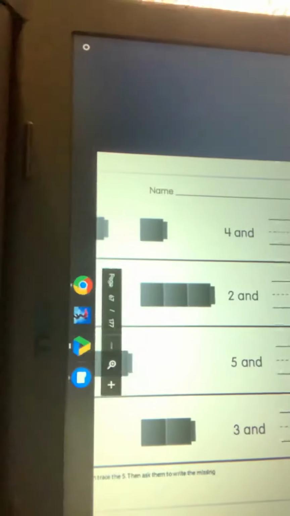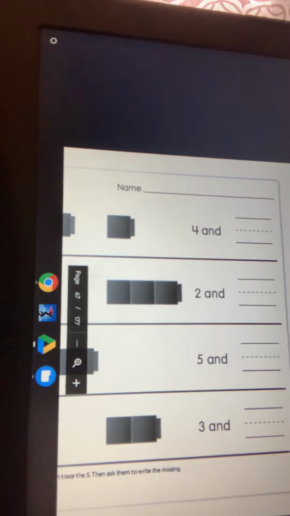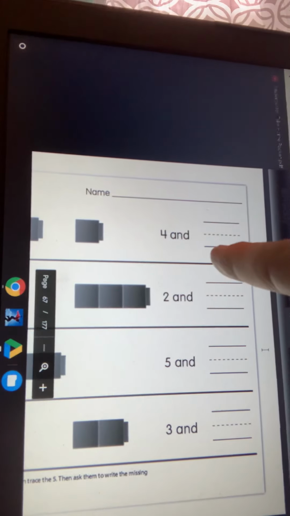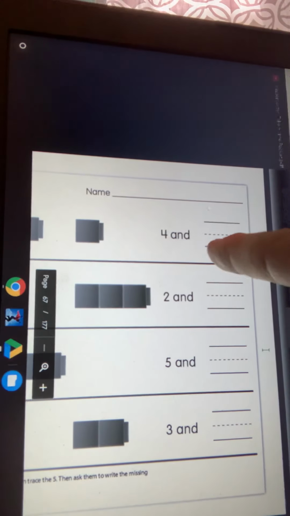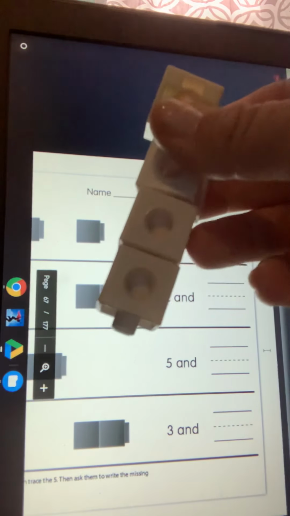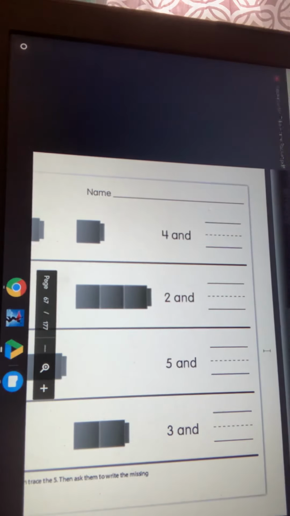4 and 1. Oh, I'm sorry. There you go. That's better for you. 4 and 1. So I would just make the number 1 here. I can use my blocks or whatever you got to help figure out the answer. I have 5 of them all together. I have the number 4 here. So I count to know how many I have left. I only have 1 left. So now I'm going to write the number 1.